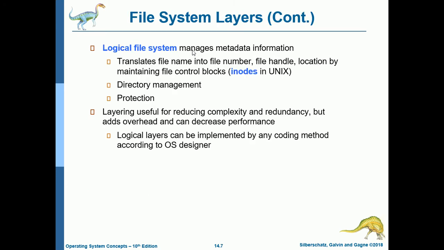And then the next layer is the logical file system, just under the application program. It manages metadata information. It translates file name into file number, file handle, and location by maintaining file control blocks, or inodes in Unix. And it is also responsible for directory management and protection.